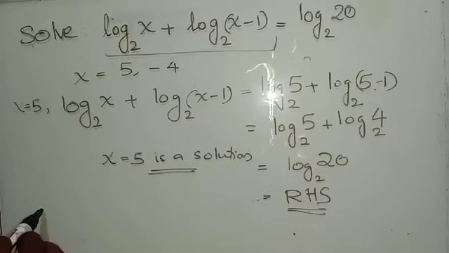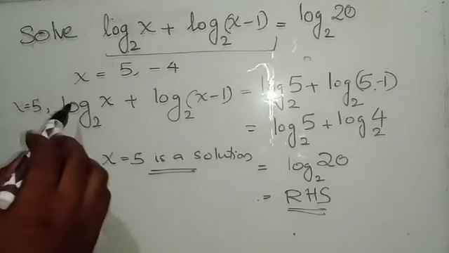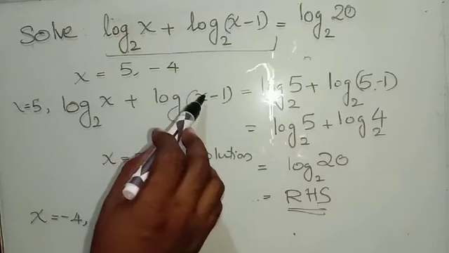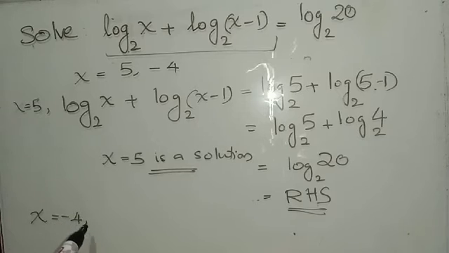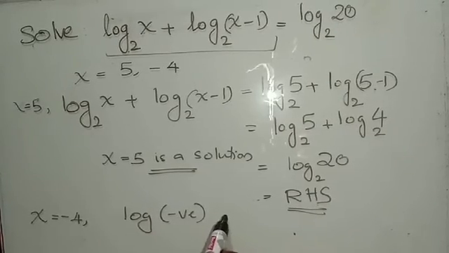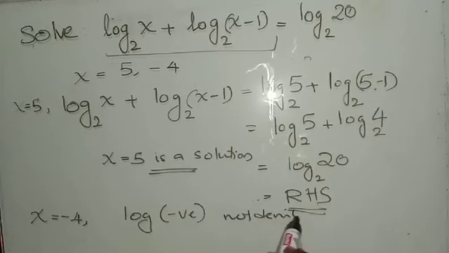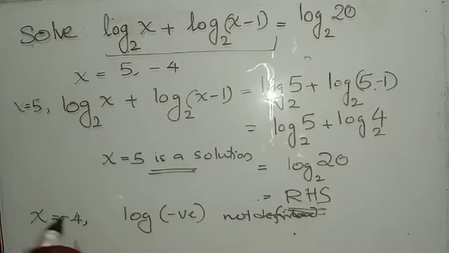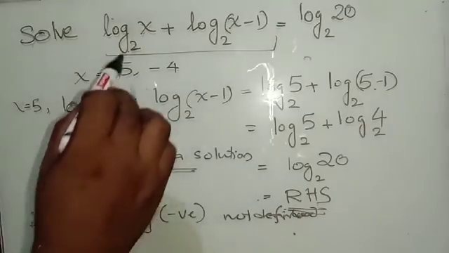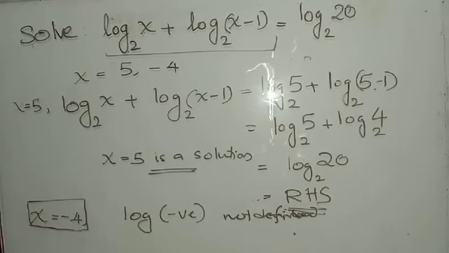Okay, when x is equal to minus 4, you substitute the values here, like log minus 4 base 2 plus log minus 5 base 2. But here, as per our logarithmic concept, logarithm of a negative number is not defined. As logarithm of a negative number is not defined, we cannot find the value of this logarithm with x equal to minus 4. That means x equal to minus 4 is not a solution, and the solution is x is equal to 5.